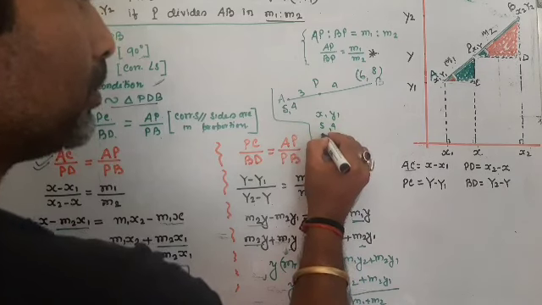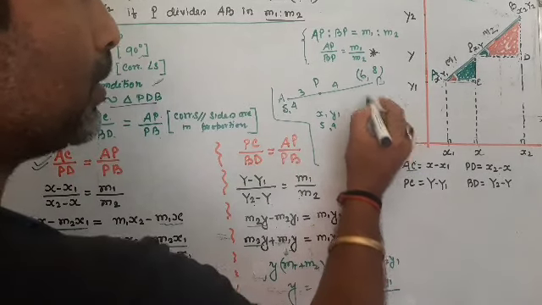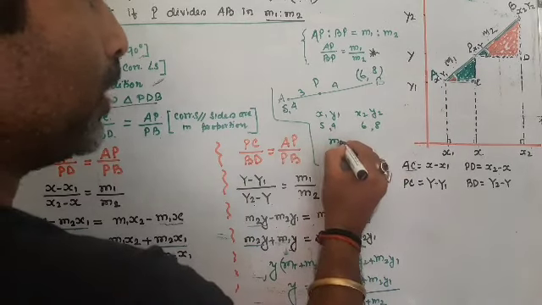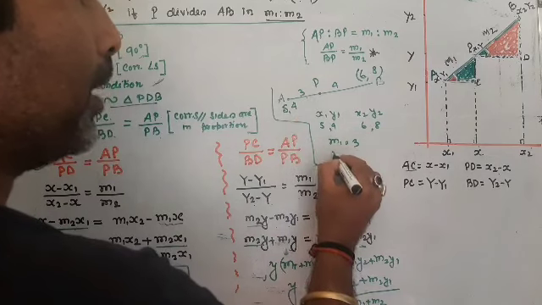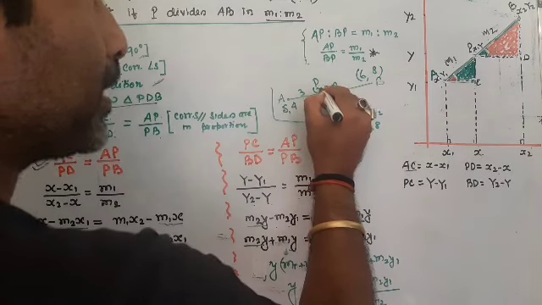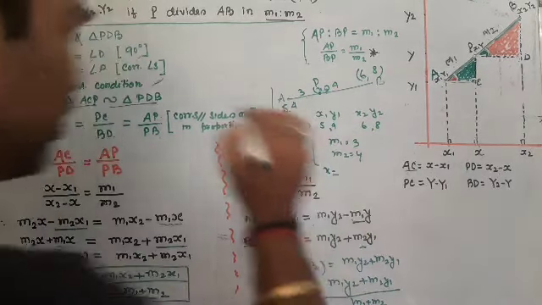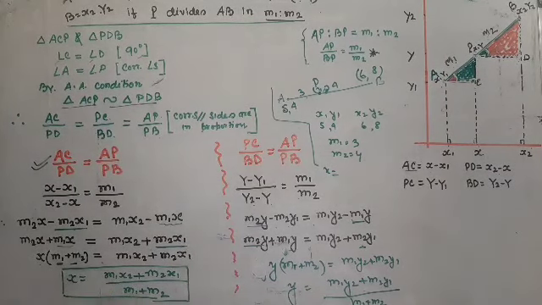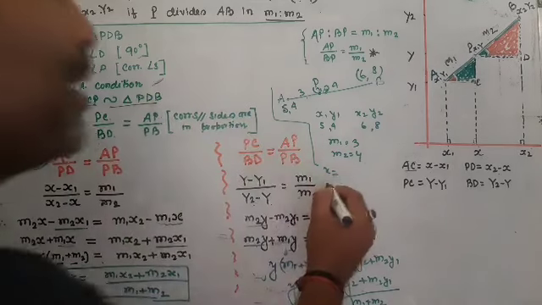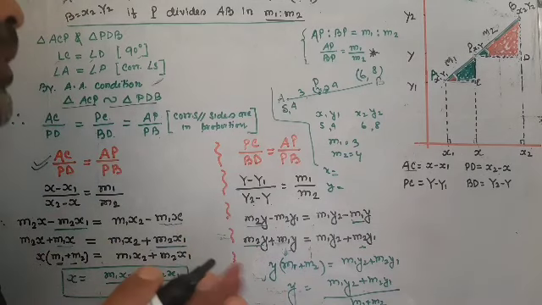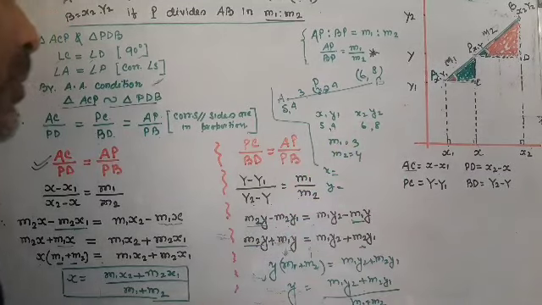5, 4. Your x2 and y2 is 6, 8. And ratio m1 is 3, and m2 is 4. I have to find the coordinates of P, x, y. So for x you use (m2 x1 plus m1 x2) by (m1 plus m2), and for y you take (m1 y2 plus m2 y1) by (m1 plus m2). Just put the values and find the coordinates.